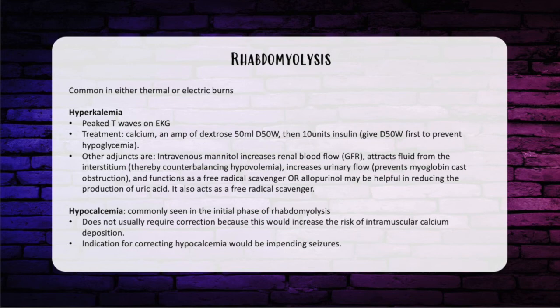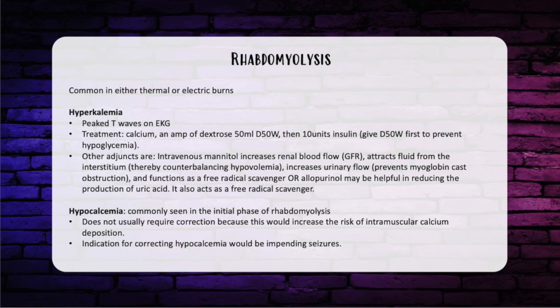So the initial treatment for hyperkalemia is going to be transient, but you want to start with calcium to protect the heart, and then you give an amp of dextrose, which is 50 milliliters of D50, and then 10 units of insulin. You give the dextrose first to prevent hypoglycemia, and the insulin actually works to drive potassium from the extracellular space to the intracellular space, temporarily hiding that potassium and allowing time for the kidneys to start working, or if they don't, for dialysis to be initiated.